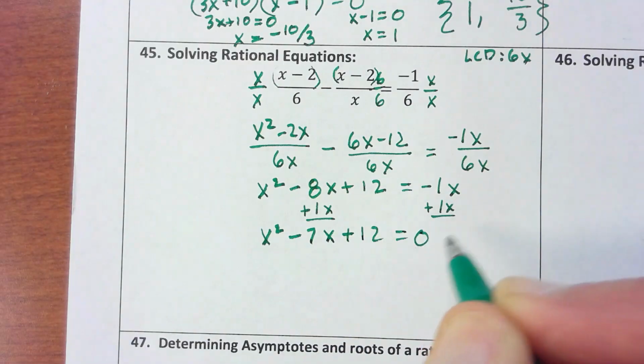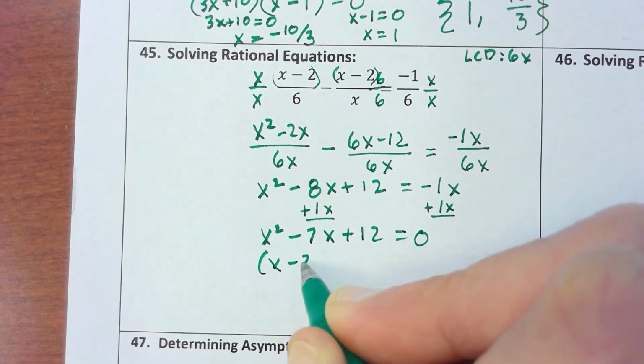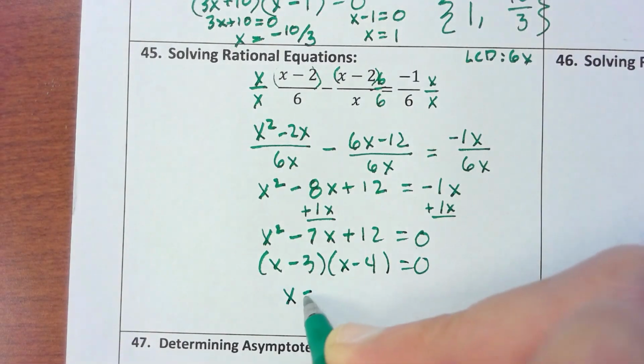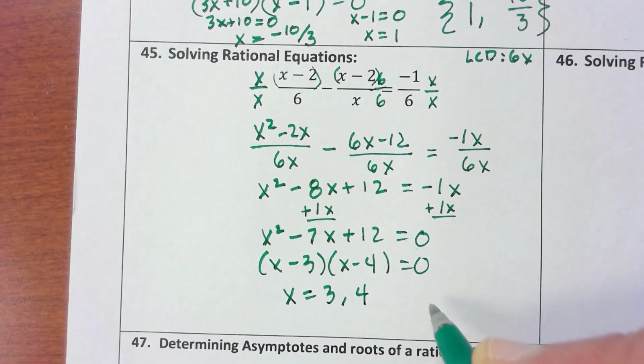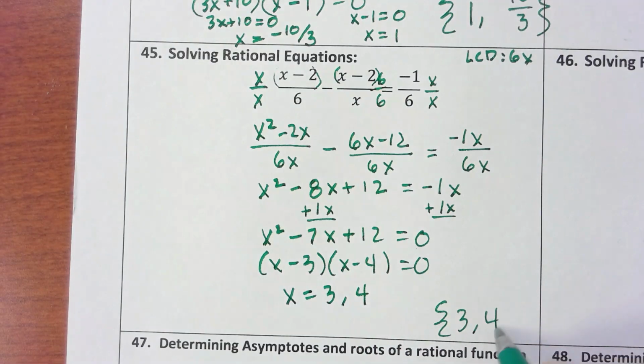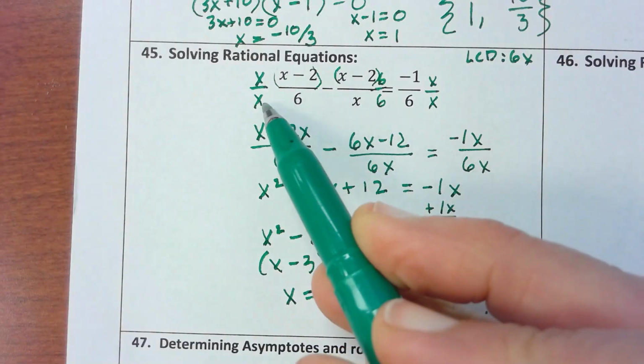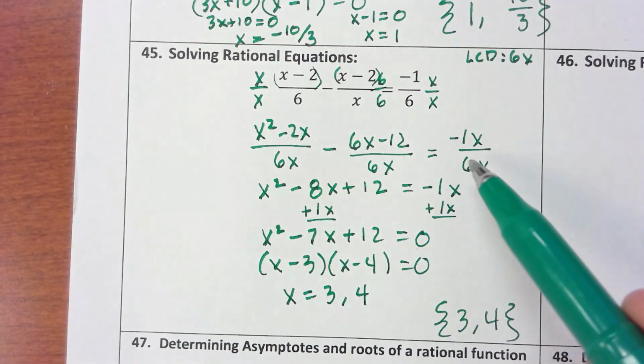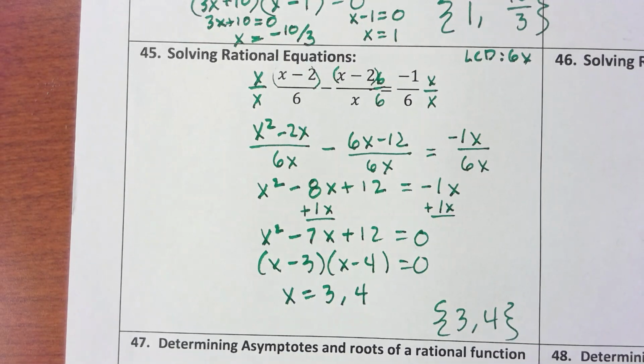It's a quadratic, setting it equal to 0 so I can factor. So x is 3 and 4. And again, I'm going to check and make sure those aren't extraneous. That seems fine. The only excluded value would be 0, so these are okay.